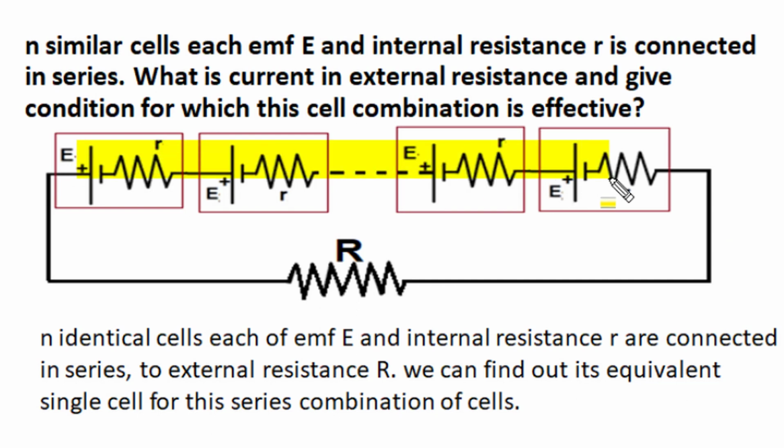In our board examination, we are given n similar cells, each of EMF E and internal resistance small r, and they are connected in series. We have to find out what current they will send in an external resistance R, and we have to also analyze conditions for which this cell combination is effective or ineffective. So here n identical cells, each of EMF E and internal resistance small r, are connected in series to an external resistance capital R, and to analyze this circuit we can find a single equivalent cell EMF and internal resistance for this series combination of several cells.